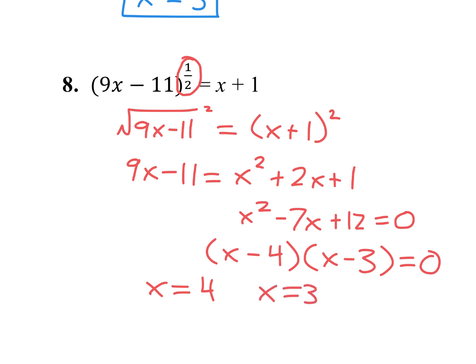All right, plugging those into the original. So if I plug in here and here, I end up with 36 minus 11 is 25. The square root of that is 5. And 4 plus 1 also equals 5. So 4 works. All right, 27 minus 11 is 16. Square root of that is 4. 4 is the same as 3 plus 1, so both of these work.